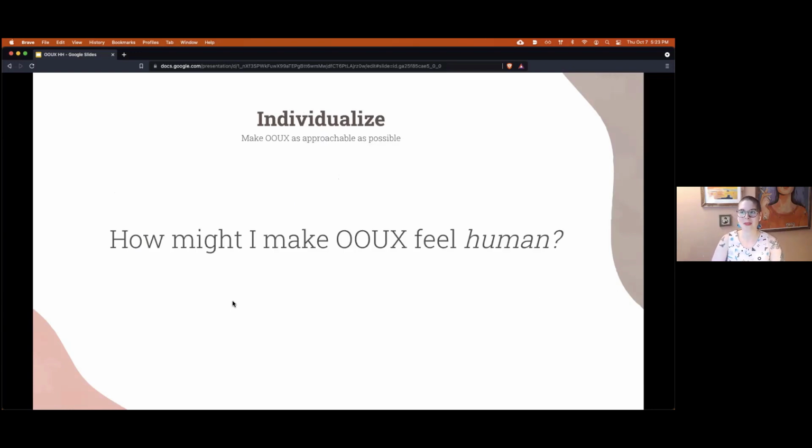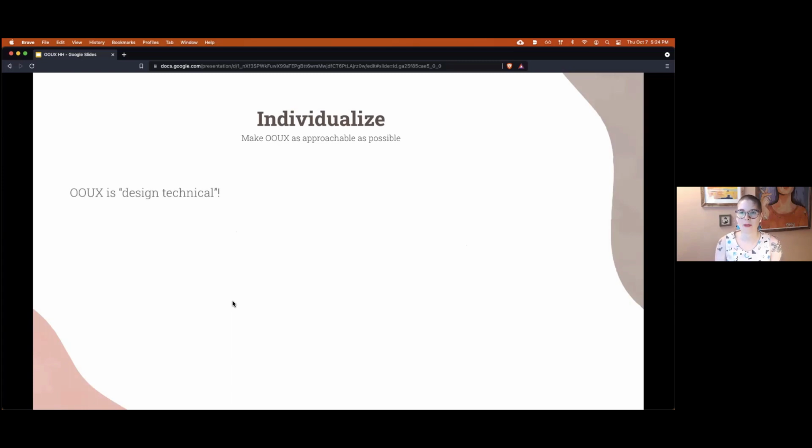Okay, so let's talk about that first step. This is individualize. So here we're making OOUX as approachable as possible. And each of these sections has a key question to keep in mind. And here it's really how might you make OOUX feel human? So I wanted to mention a couple of different things here. The first is that OOUX is design technical. This is something that Sophia and I talked about a few months ago, and I think it's really important to keep in mind and can really change the way that you message OOUX to other folks, especially non-designers.